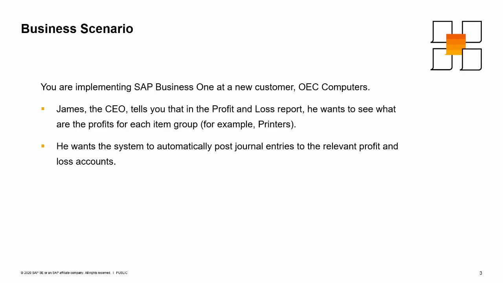Imagine that you are implementing SAP Business One at a new customer. James, the CEO, tells you that in the profit and loss report, he wants to see what the profits are for each item group, for example, printers. He wants the system to automatically post journal entries to the relevant profit and loss accounts.